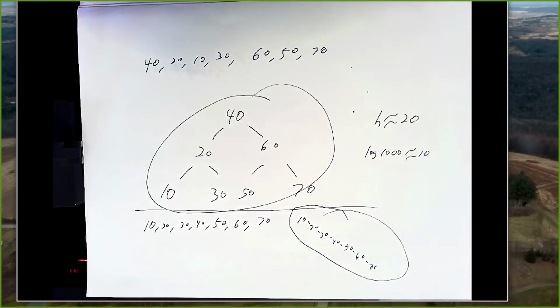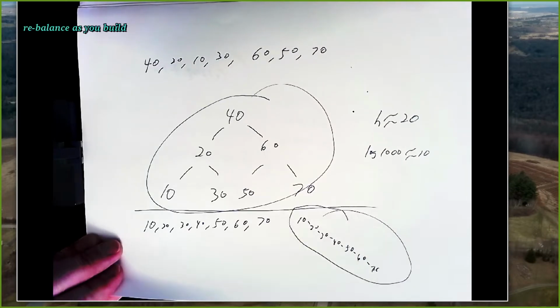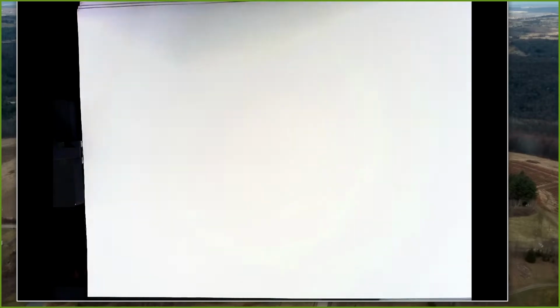And so this is what an AVL tree does. The idea behind an AVL tree is to rebalance as you build it. So as you bring data in, add it to the tree using our usual recursive algorithms, but make adjustments along the way to try to keep things balanced.